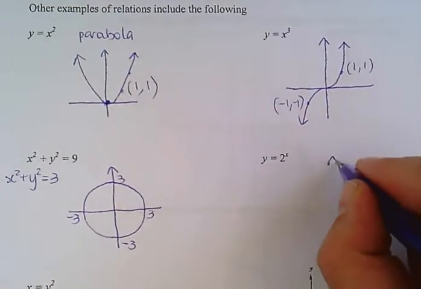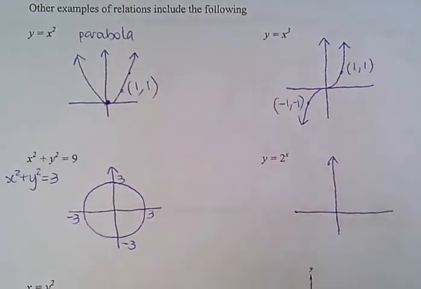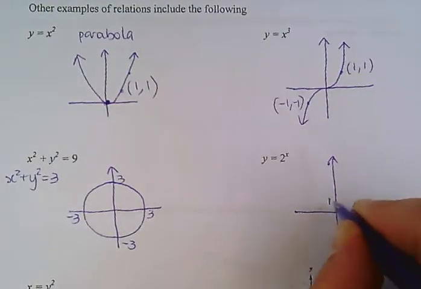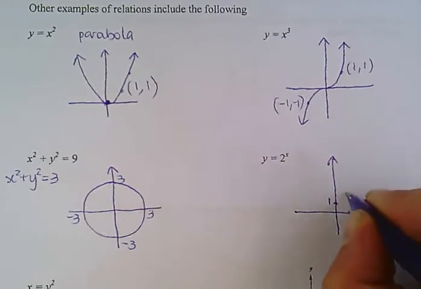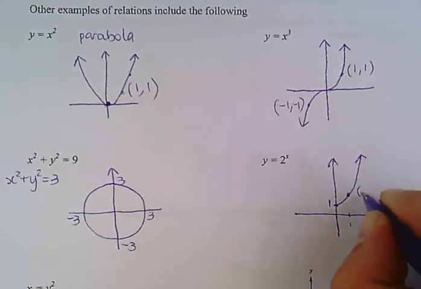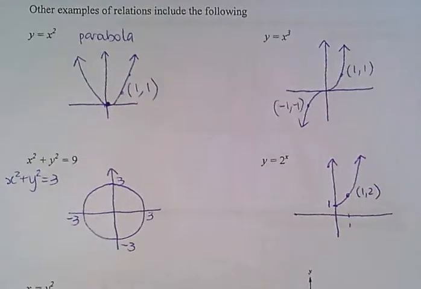Do you remember what the next one is? y = 2 to the power of x. Let's just substitute some values if you're not sure. So, x is 0, what's y? 1. When x is 1, what's y? 2. When x is 2, y is 4. It does become quite steep. So I'm just putting a few points on there.